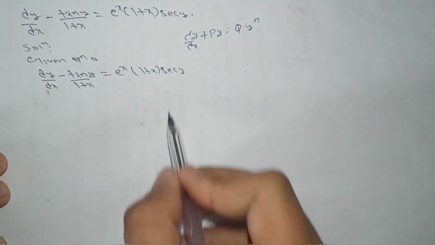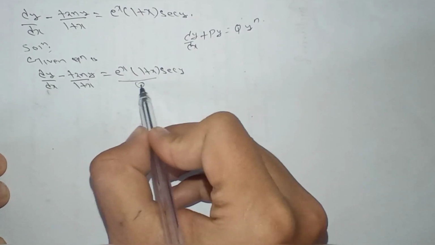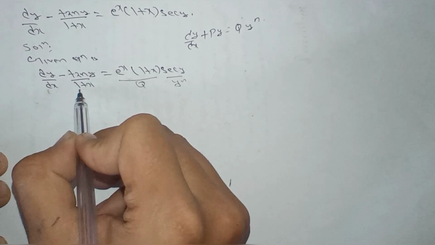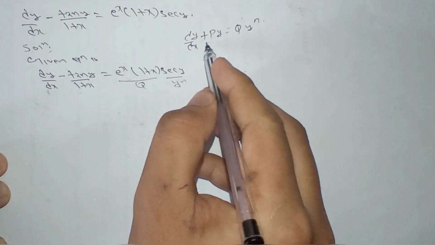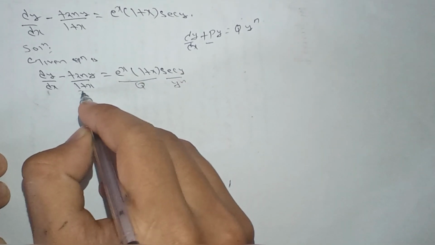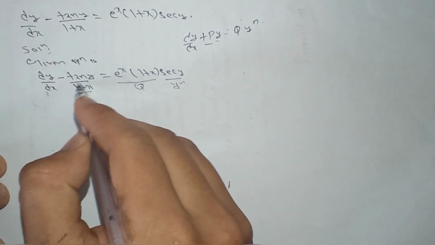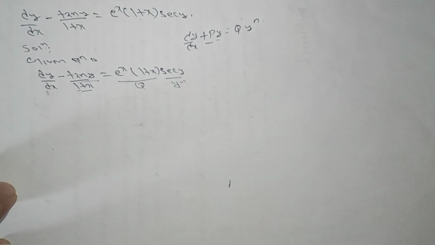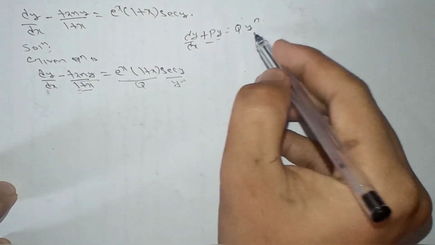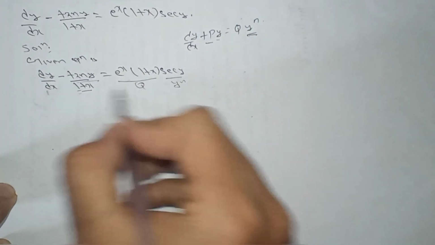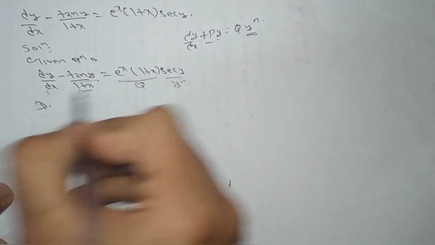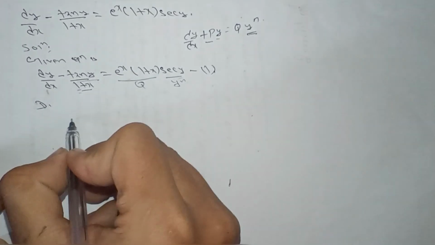Okay, so this part is the Q, this part is y power of n, and this P means here we have 1 by 1 plus x, and y means this tan y term, and dy by dx. So we have to remove this y part. For this we have to divide by sec y on both sides. So we suppose this is equation 1.